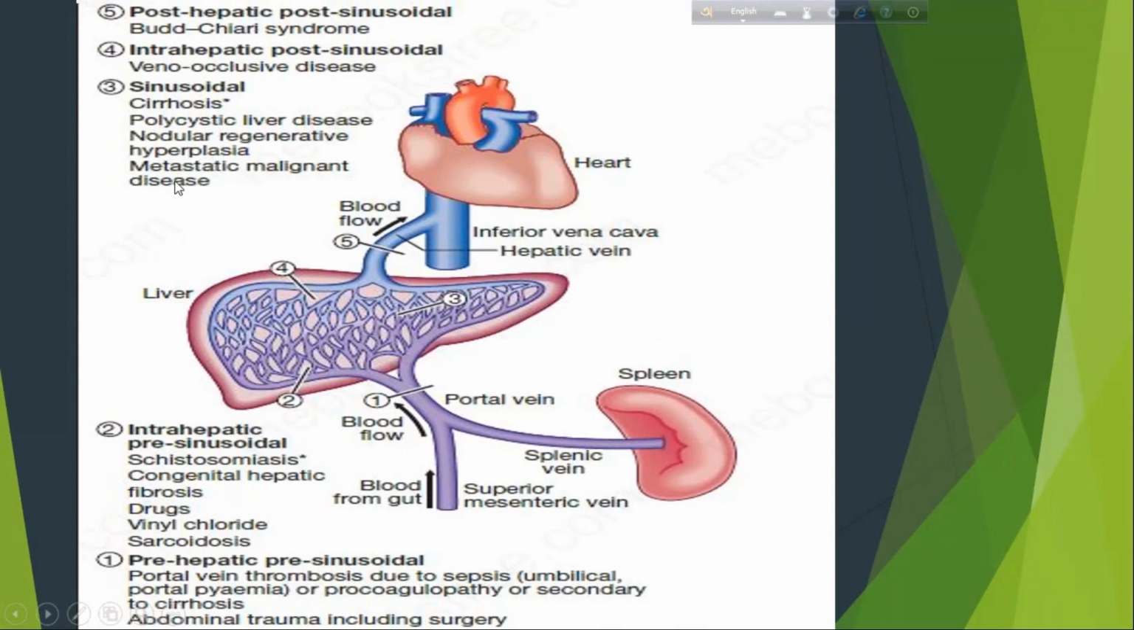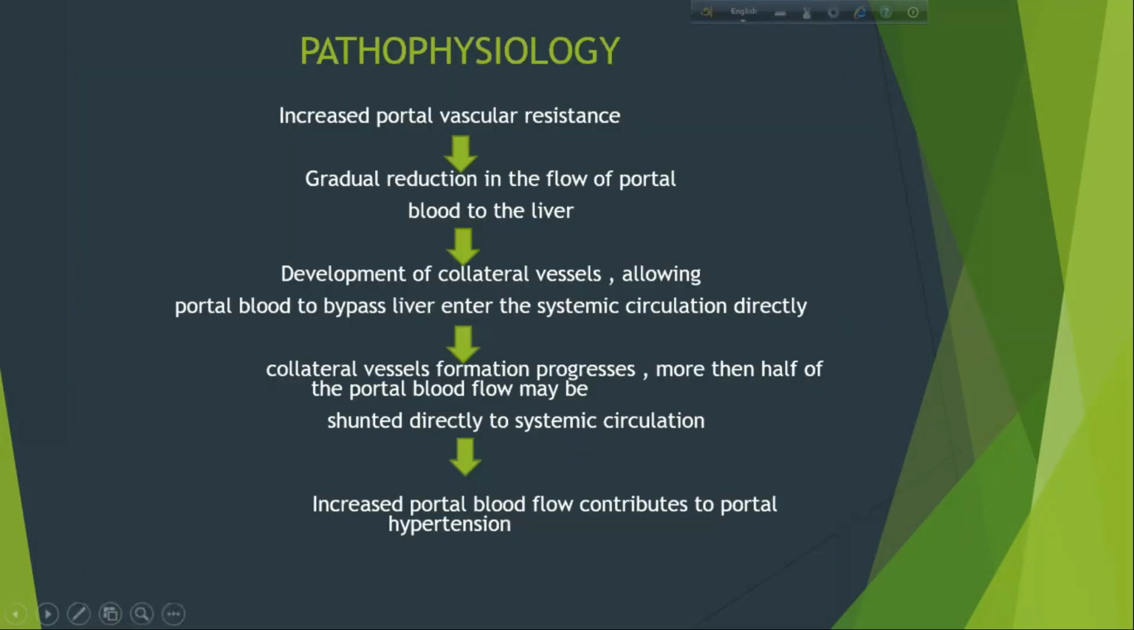And number four, intrahepatic post-sinusoidal. This is the region, area. Veno-occlusive disease. And number five, post-hepatic post-sinusoidal, cause is Budd-Chiari syndrome. Now the pathophysiology of portal hypertension.